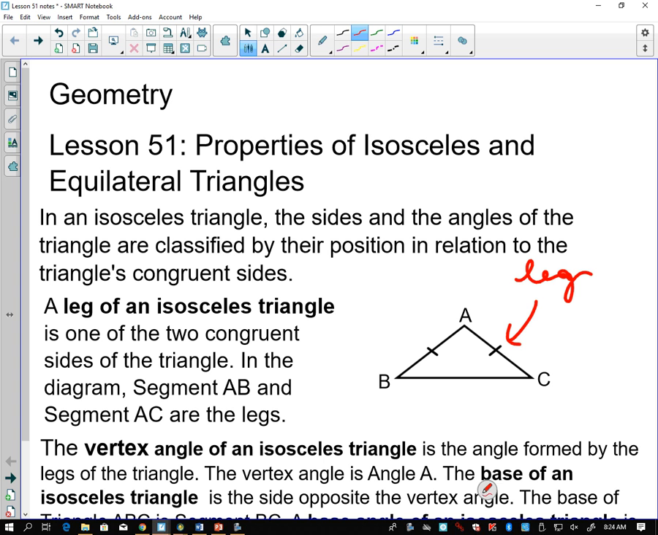Okay. Another leg. Somebody else. Okay, Maddie? AB. AB is our other leg. Okay? So an isosceles triangle is going to have three legs. Or not three. Isosceles triangle is going to have two legs.